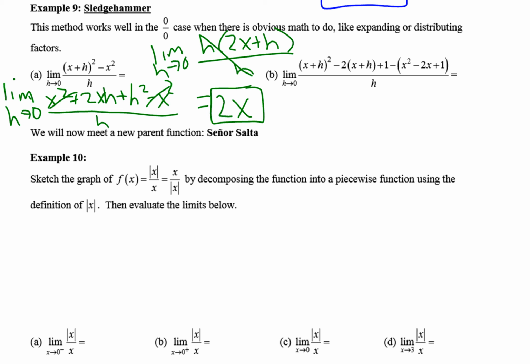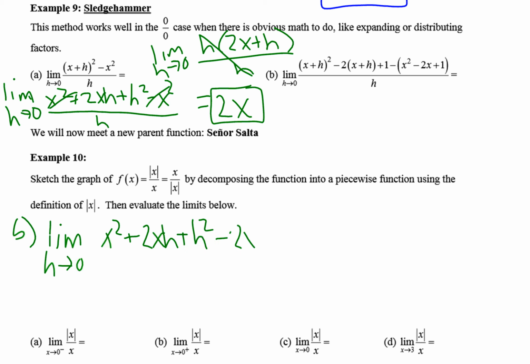Okay, for part B, I'm going to write it down in the bottom just because I don't have enough space up there. I want you to be able to see it. It's going to work really well if they don't disappear as I write it, but I think that could be anything. Minus 2x minus 2h. Oh, the minus 1 all over h.